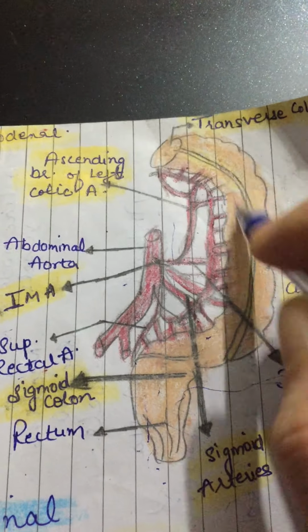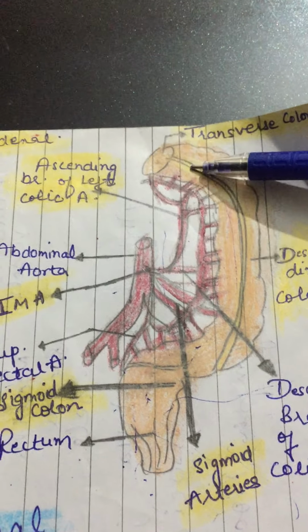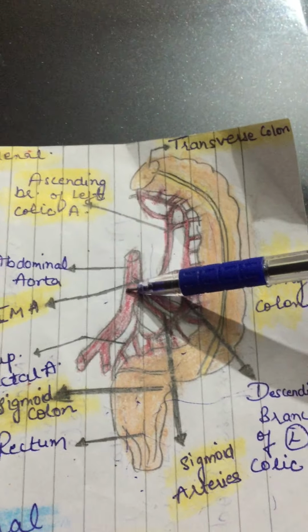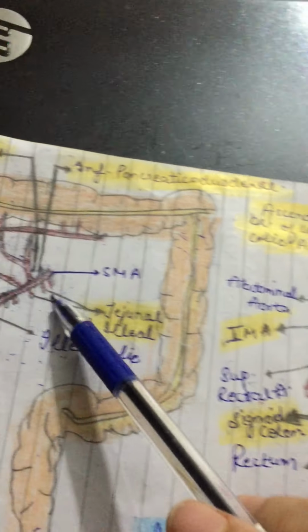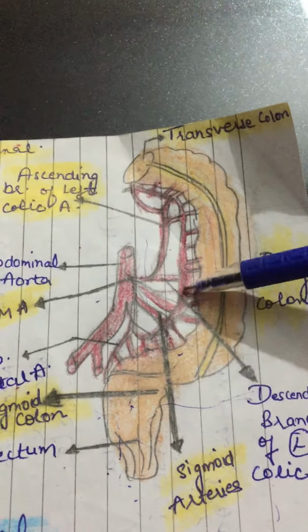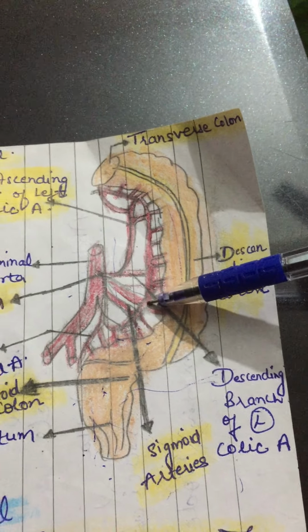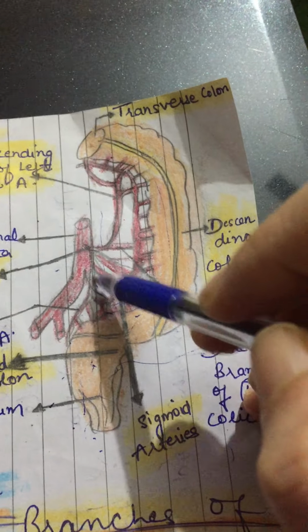So these are supplied by the branches from the inferior mesenteric artery. It arises in front of the abdominal aorta, behind the third part of the duodenum, at the level of the third lumbar vertebra, 3 to 4 centimeters above the bifurcation of the aorta. Now it runs downwards and towards the left, as it supplies the left side of the colon. Inferior mesenteric artery lies behind the peritoneum, crosses the common iliac artery medial to the left ureter and continues in the sigmoid mesocolon as the superior rectal artery.